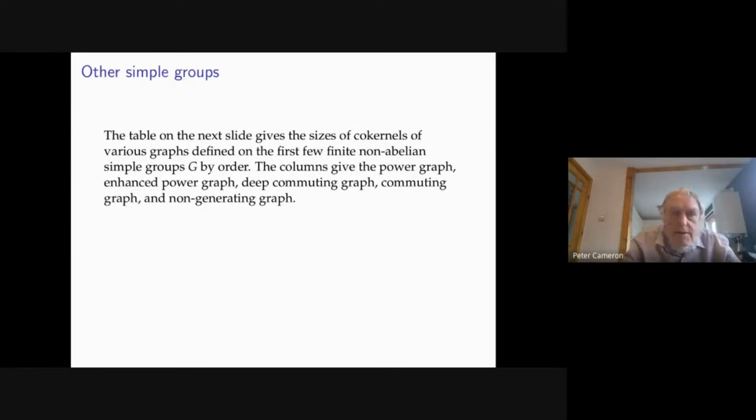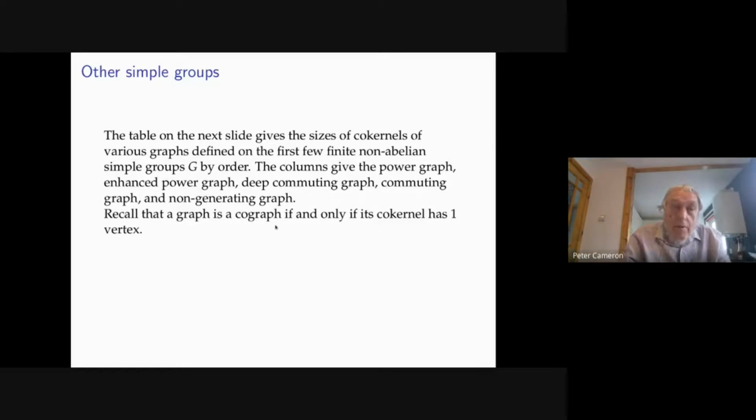So what about other simple groups? I'm just going to show you some computational data on this. This table gives you the sizes of the co-kernels of all the various graphs in our hierarchy on the first few finite non-abelian simple groups by order. All the types we've been talking about are in the table.